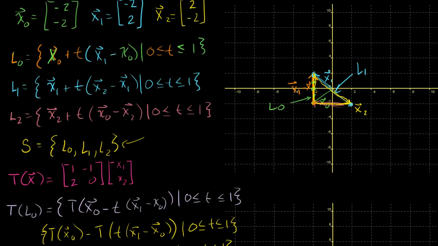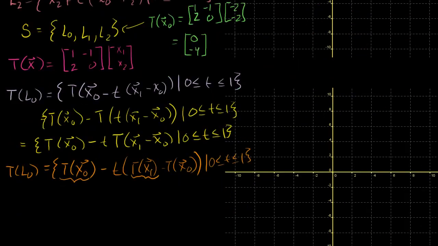minus 2, minus 2. Let me write out the transformation of x naught. So the transformation of x naught is equal to, let me write it out so I don't make any careless mistakes, 1, 2, minus 1, 0, times minus 2, minus 2. And so what would this be equal to? It's 1 times minus 2 plus minus 1 times minus 2. That's going to be a plus 2. So it's minus 2 plus 2, which is equal to 0. And then we have 2 times minus 2, which is minus 4, plus 0 times minus 2, so it's minus 4. So that's the transformation of x naught.